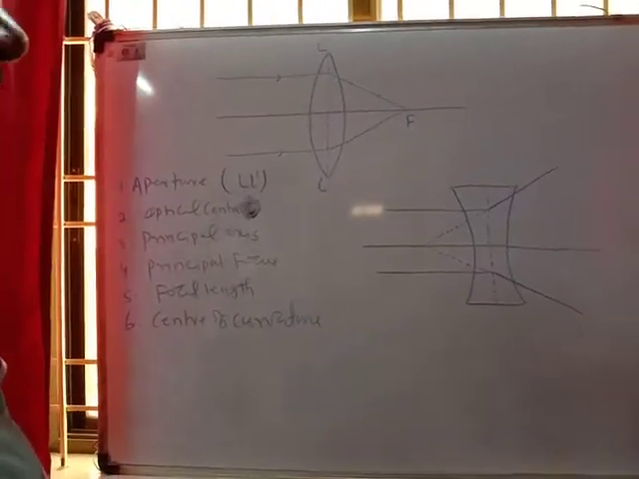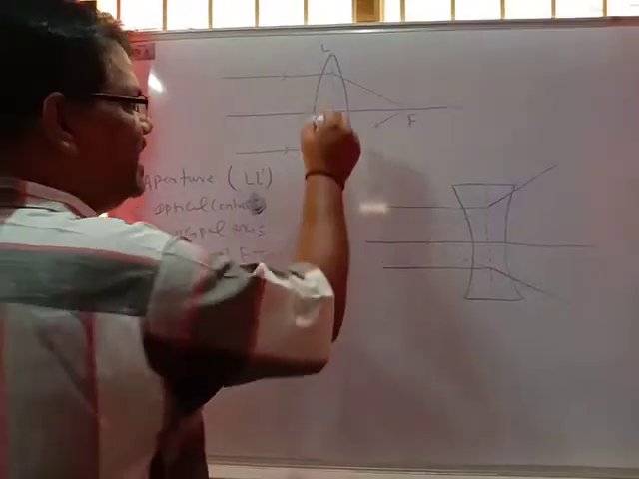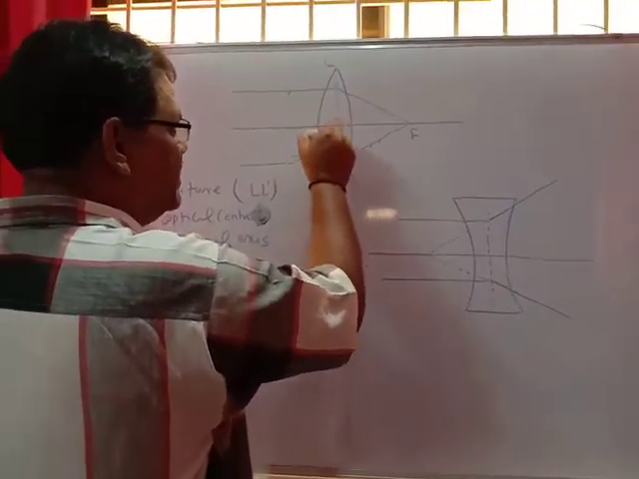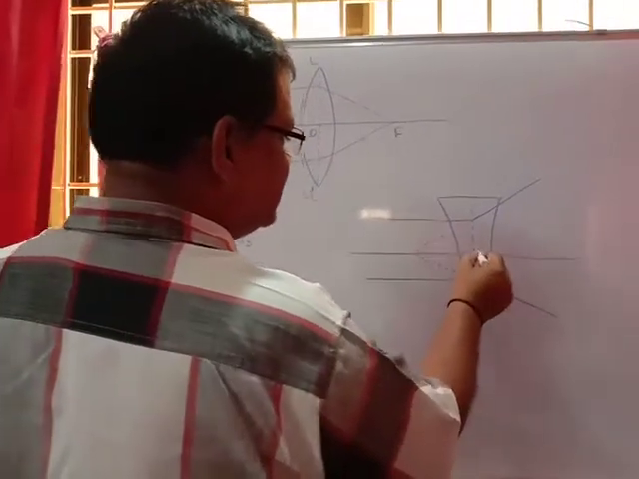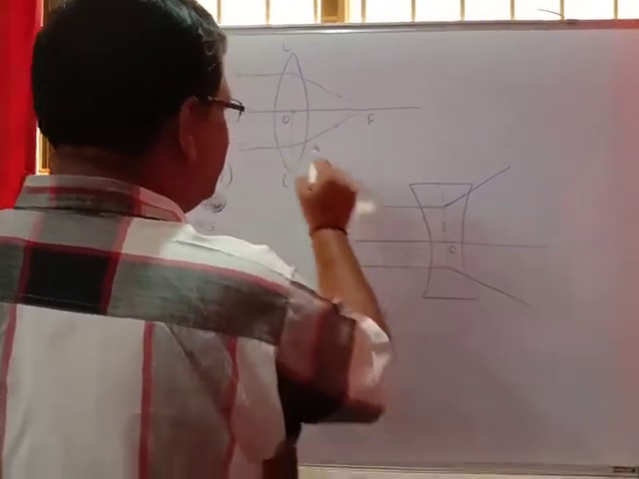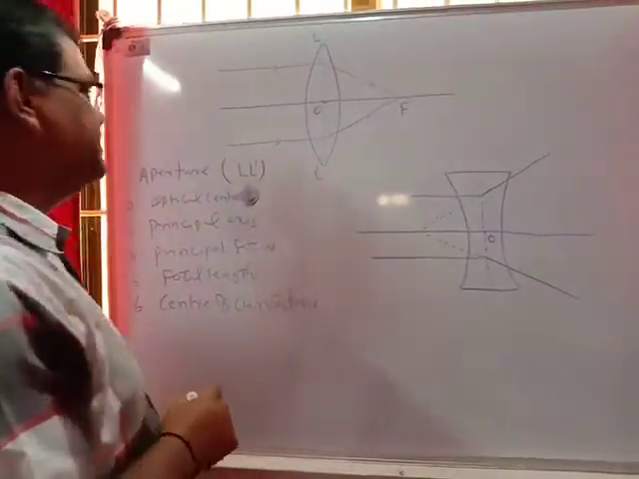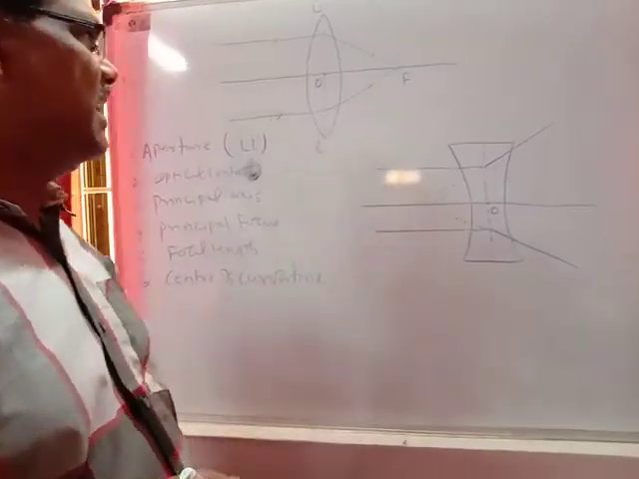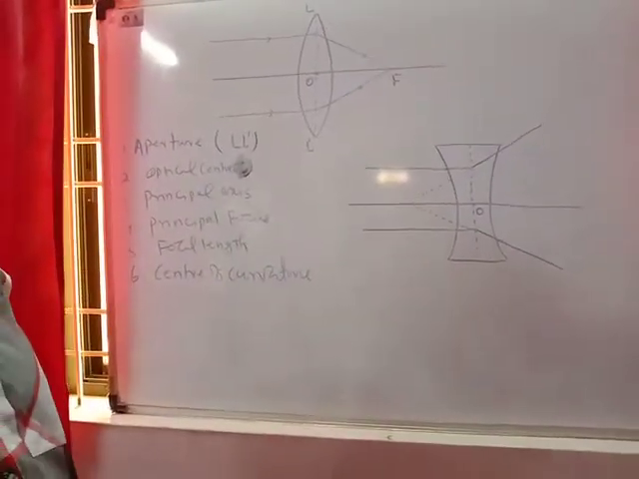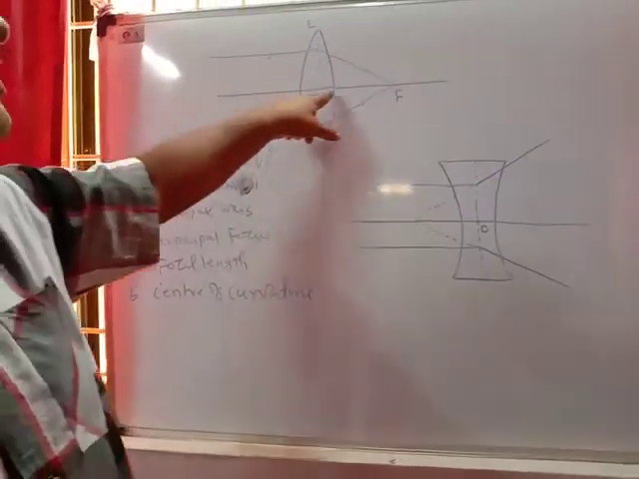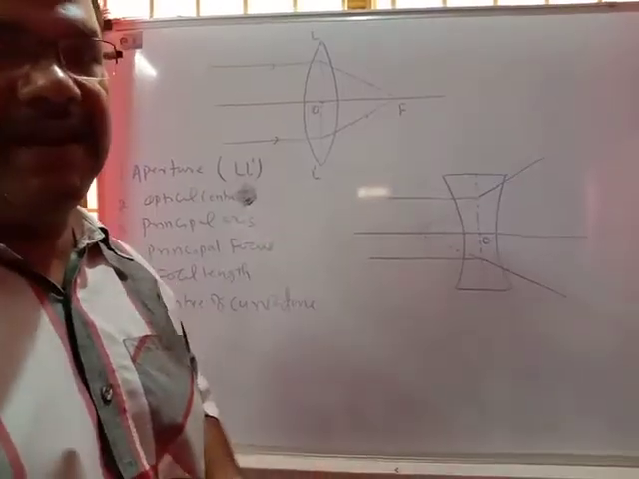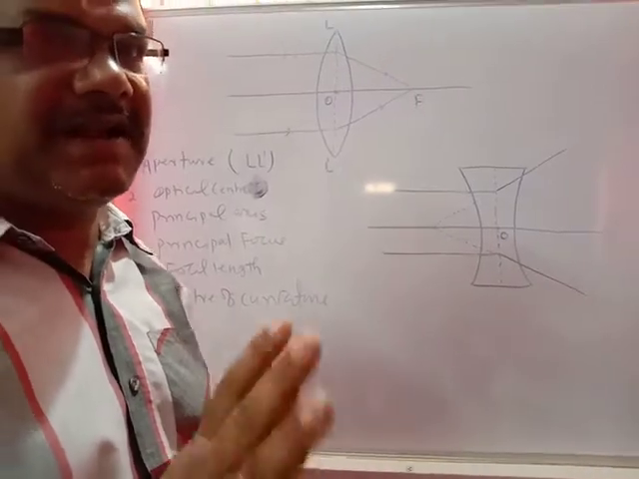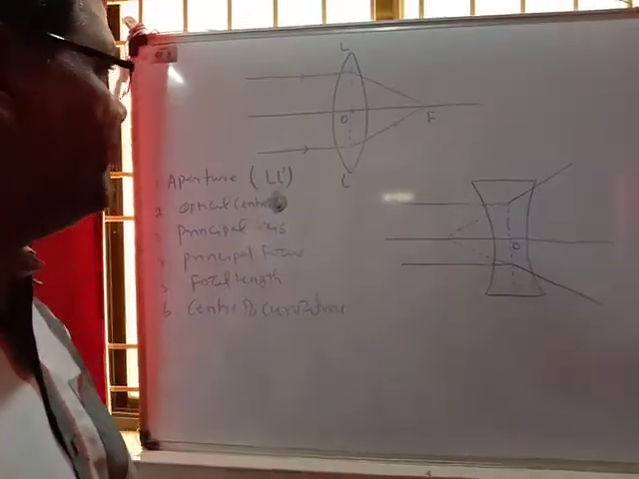Another is the optical center. The center of the lens, that is O here in the case of a convex lens, and in the case of the concave lens also, that point O is called the optical center. It is the point at the middle of the lens through which, if any ray is passing, it remains undeviated.